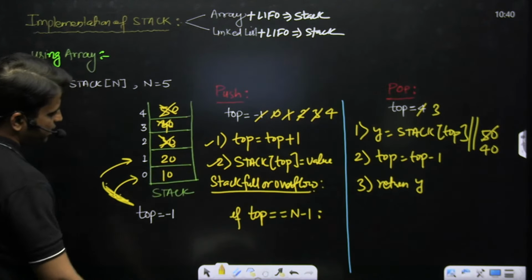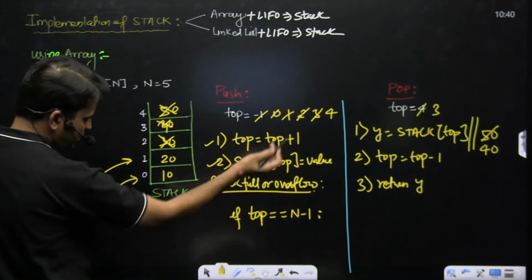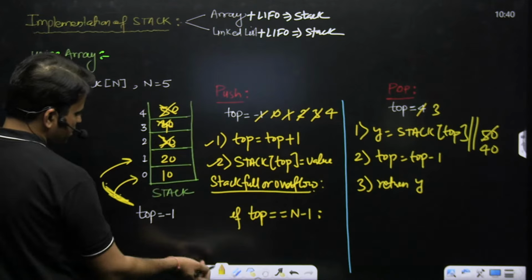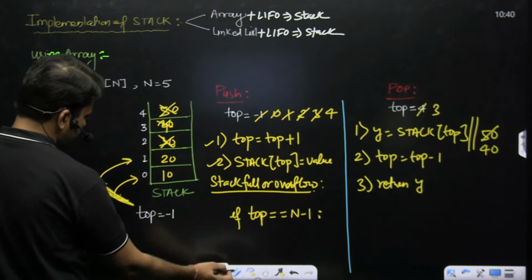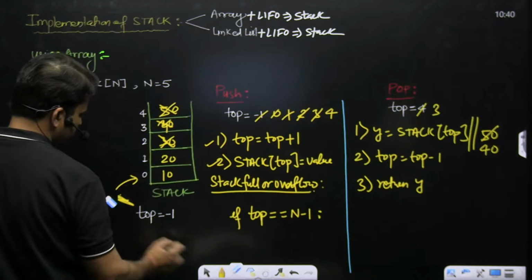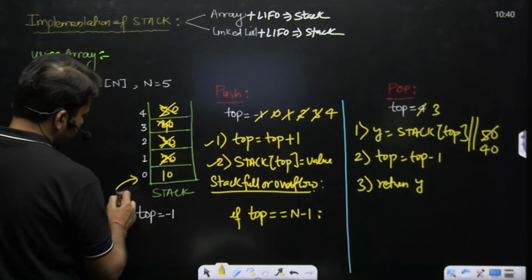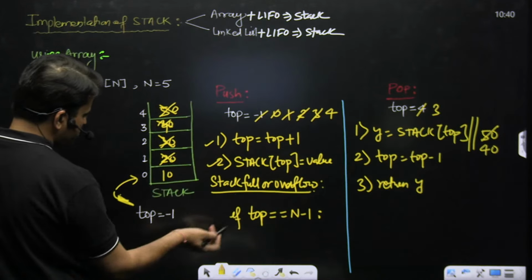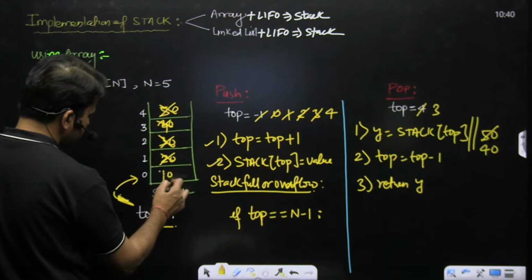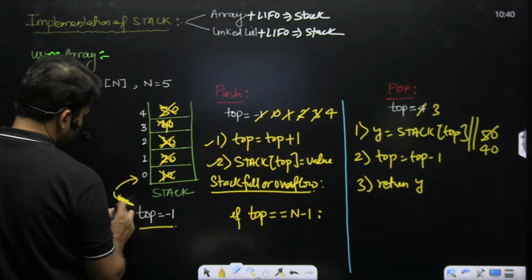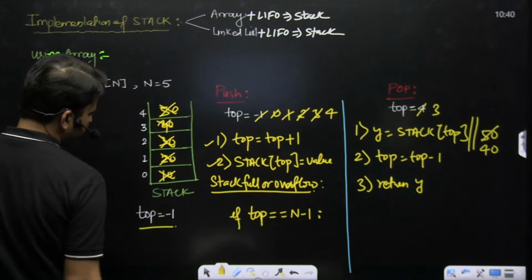After this, sir, I want to delete one more value. So top equals to top minus 1. So this is pointing to this one. This value is deleted. Sir, I want to delete this one. So top equals to top minus 1. Again, top equals to what, sir? Minus 1. So this is deleted, right? So finally, top equals to minus 1.